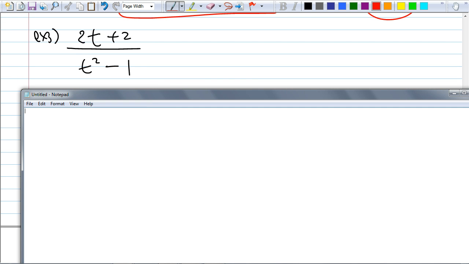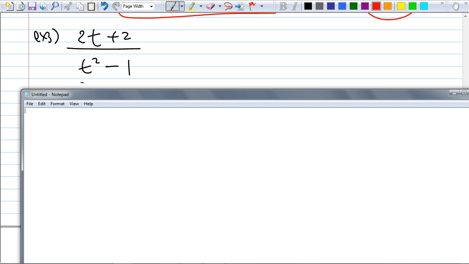So here we go: 2t plus 2 over t squared minus 1. It looks like there's nothing you could really do much here. Can I cancel out the t's and t's here like this? No, you cannot. I just told you. Because there's an addition sign, these are binomials. You can't just cancel out these t's.